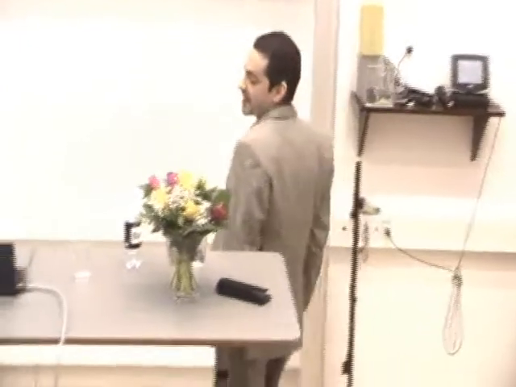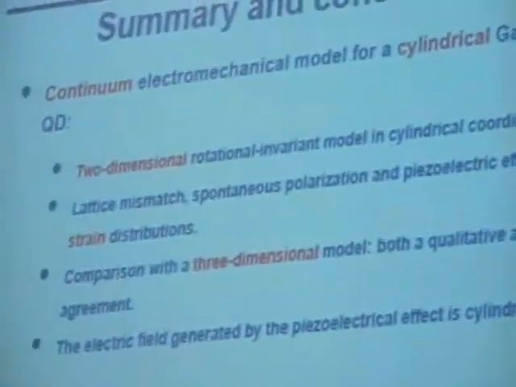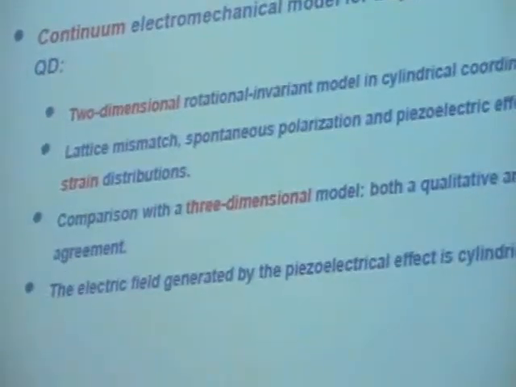So we started with introducing the continuum electromechanical model for simple cylindrical gallium nitride, aluminum nitride wurtzite quantum dots. We started with the two-dimensional rotational invariant model, in cylindrical coordinates. And then we saw that for this model, both these aspects, like lattice mismatch, spontaneous polarization, and piezoelectric effect, influence the strain distribution. So in other words, we saw that there are some differences between the fully and the semi-coupled model. Then I showed you a comparison between the two-dimensional model and the three-dimensional model, and we saw that there is both qualitative and quantitative agreement. And also we saw that the electric field, as expected, is cylindrically symmetric.